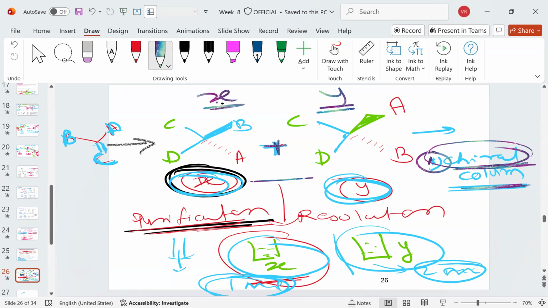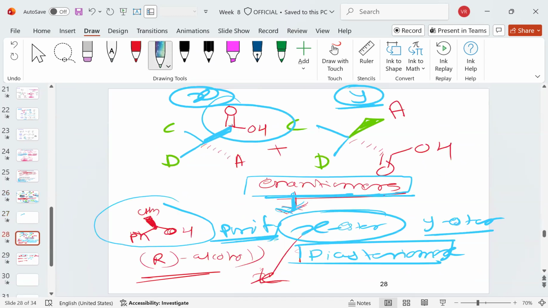Now it is not possible with this chiral column method. So the chiral column is the first type of resolution. The second is what we can do: we can convert these two compounds, which are in the enantiomer form, into diastereomers, and diastereomers are separable.